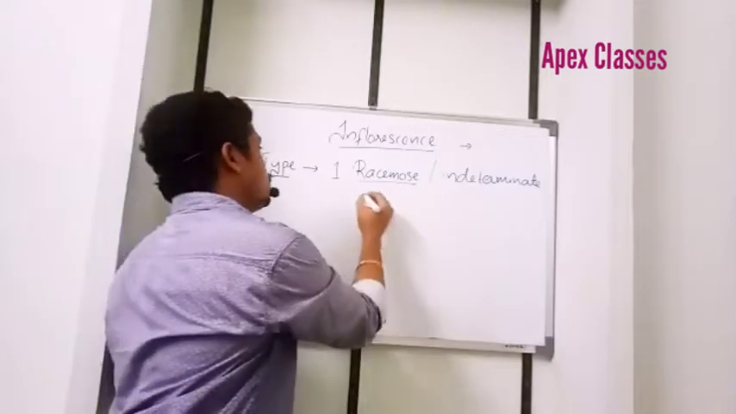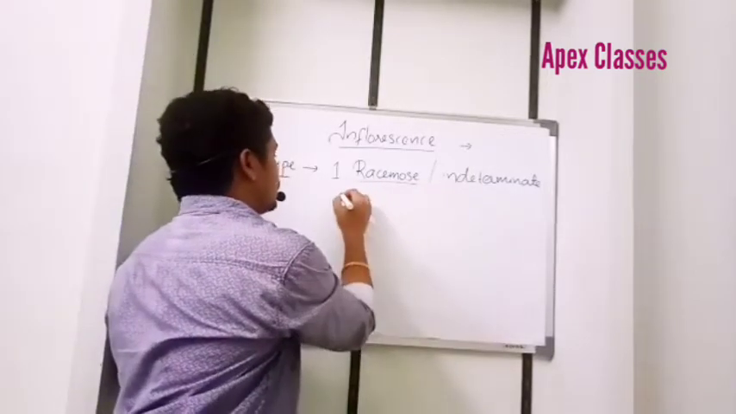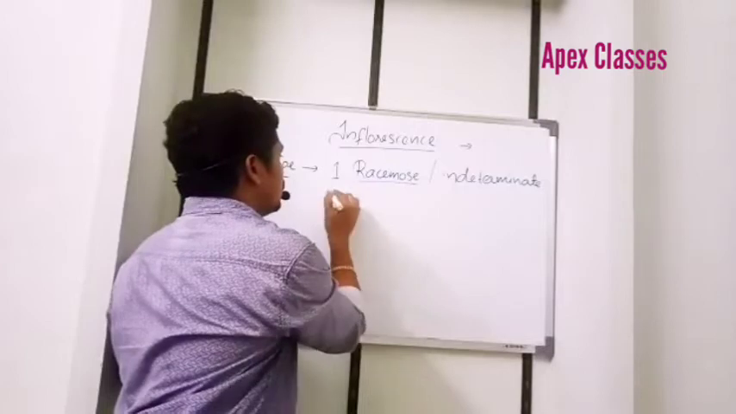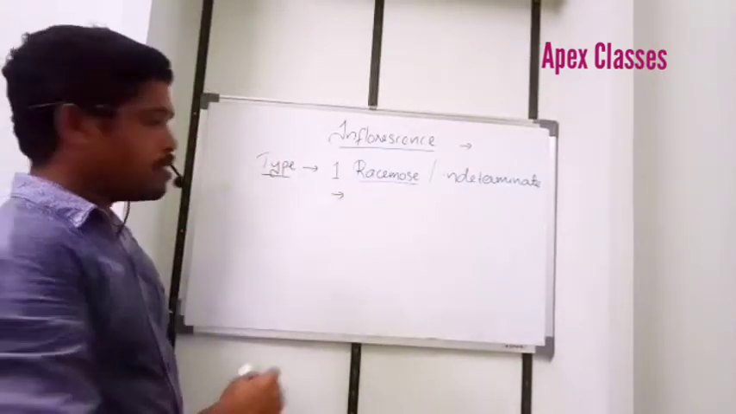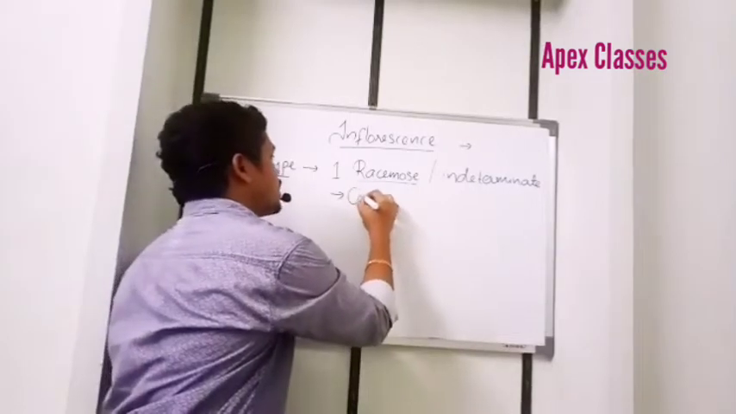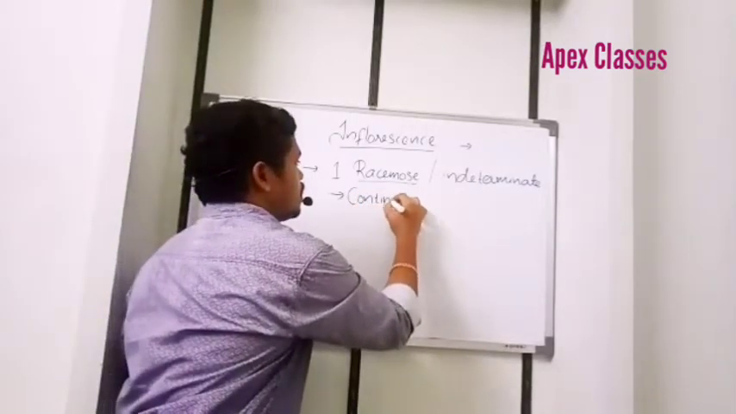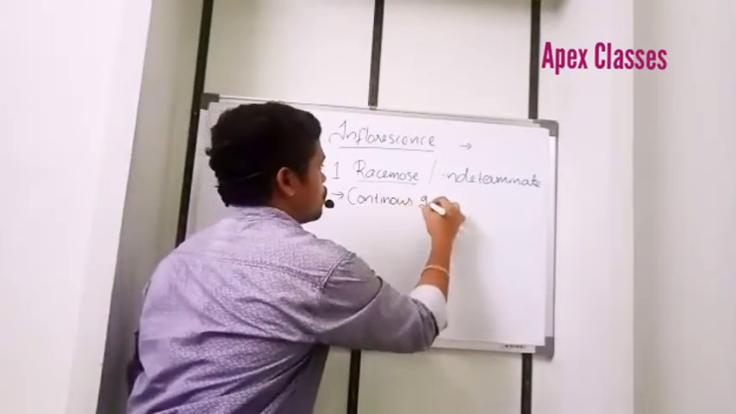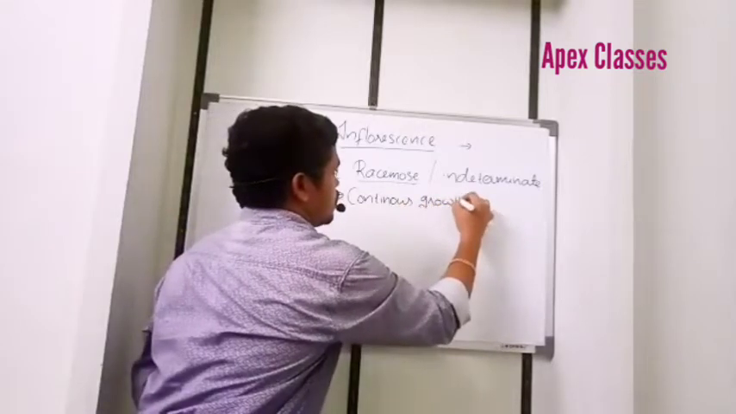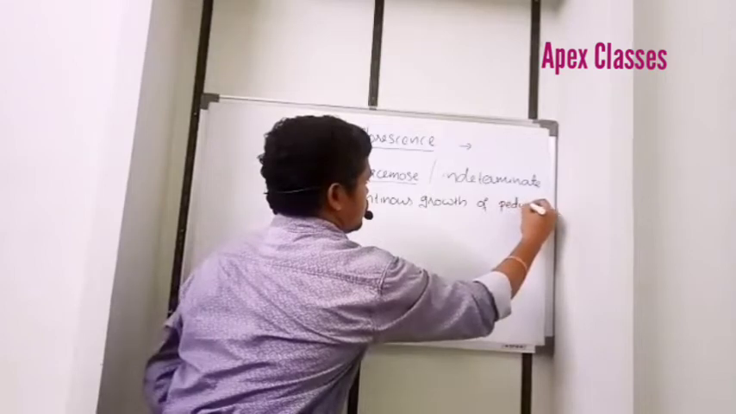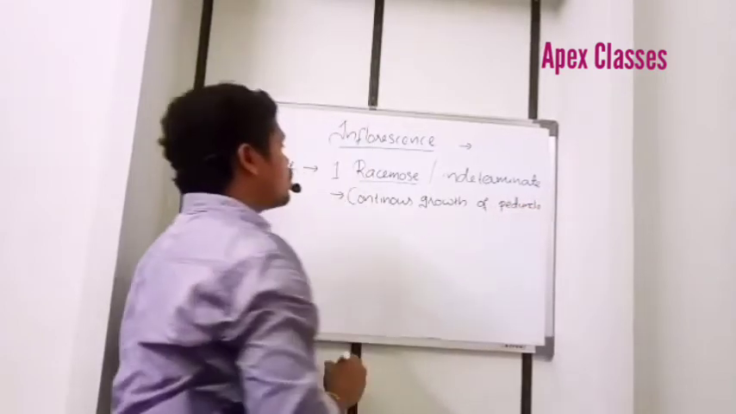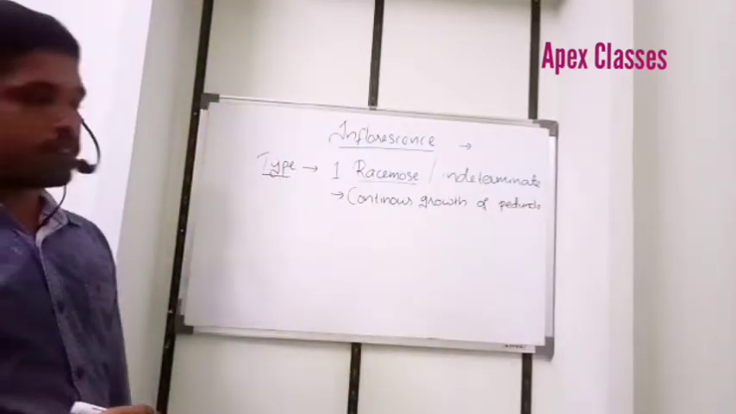The first type, racemose or indeterminate. Here, in racemose inflorescence, the growth of the peduncle is continuous. Continuous growth of the peduncle is the character of racemose inflorescence.